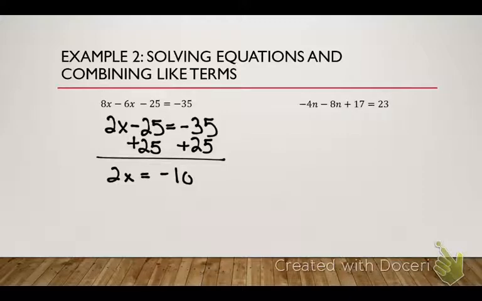Wait, is it negative 10 or negative 60? Why is it 10? Why did I subtract instead of add? Different signs. Very good. Okay, so you guys are doing well with that. All right, so now what do I do to both sides? Divide by 2. And x equals negative 5.